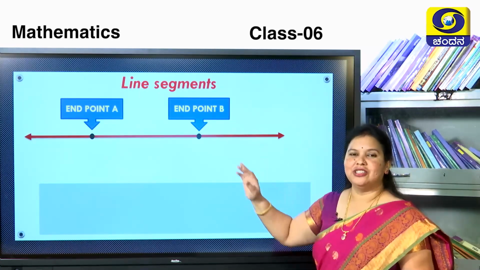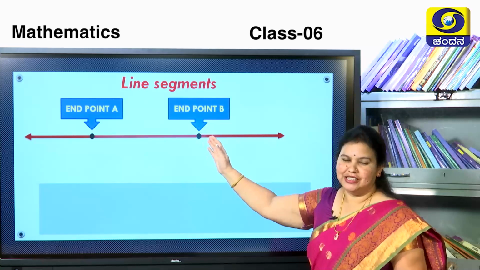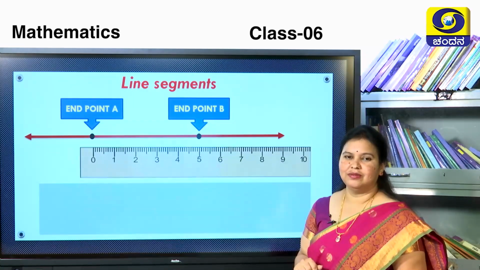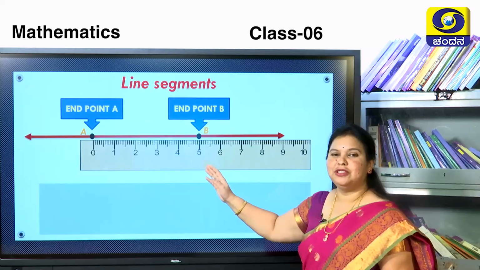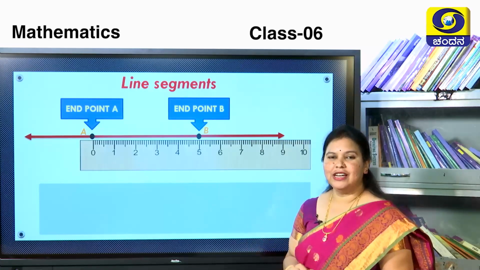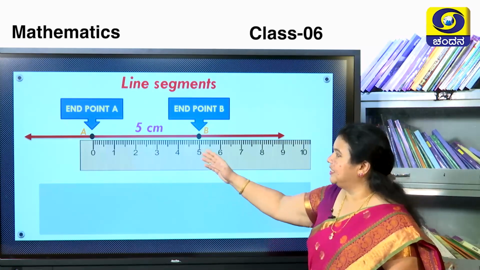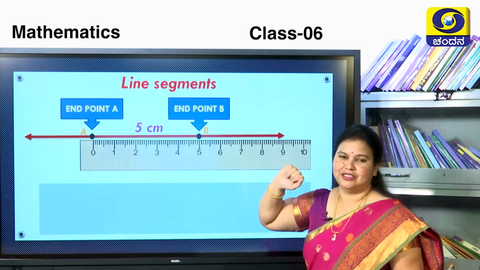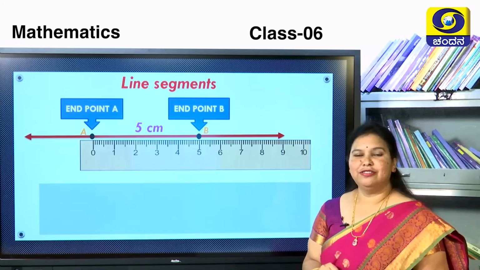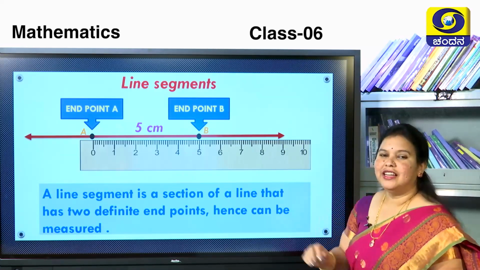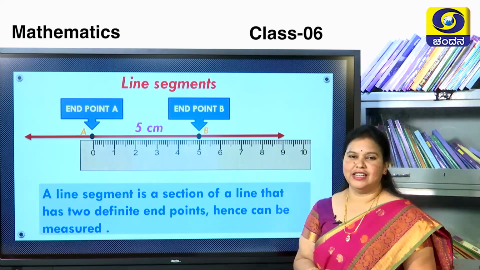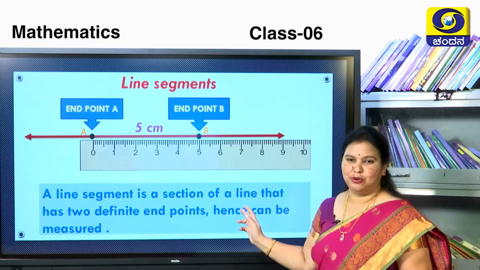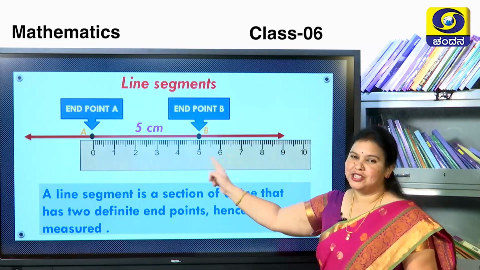We can measure the distance between A and B using a ruler. So the distance between A and B is 5 centimeter. So we can say that the line segment AB is 5 centimeter. Now we'll see the definition of line segment. A line segment is a section of a line that has 2 definite endpoints, hence can be measured.